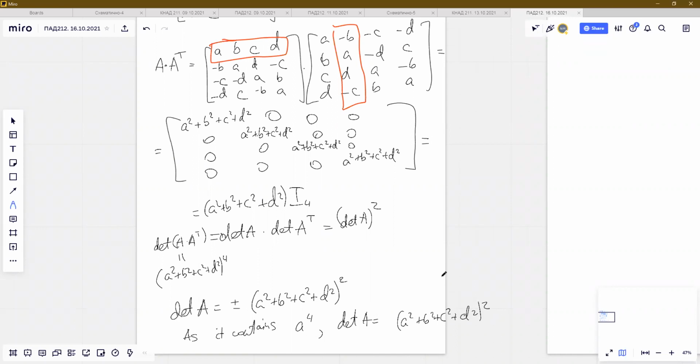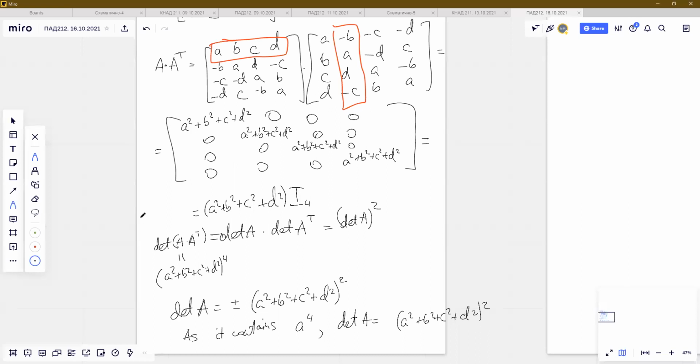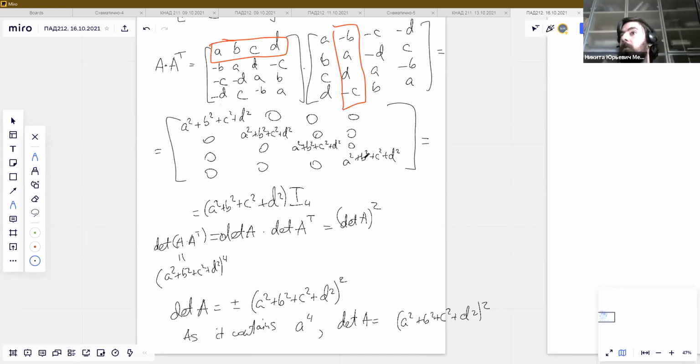I have a question. Can you explain? We get A multiplied by A transposed is the identity matrix, yes? No, it is proportional to the identity matrix. It is identity matrix times something. Oh, okay, thanks. It has some number on the diagonal here.